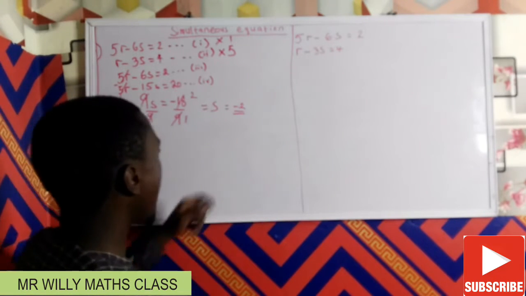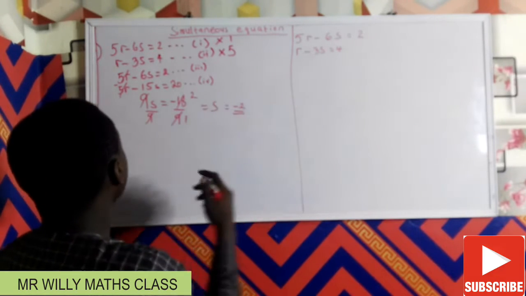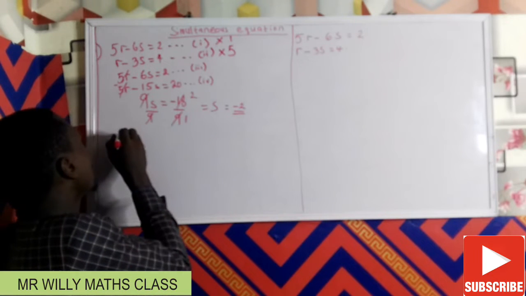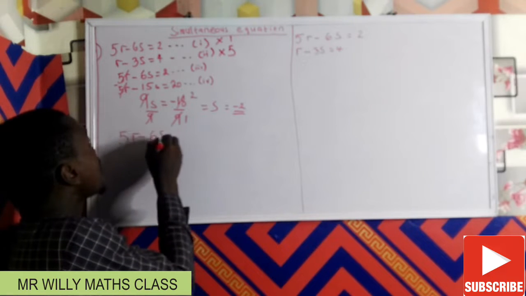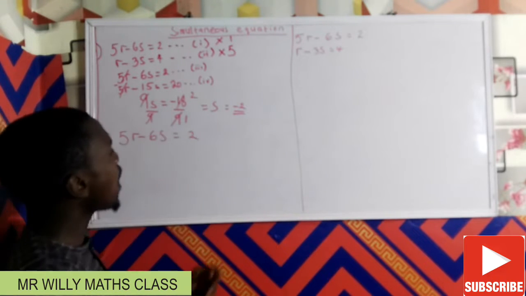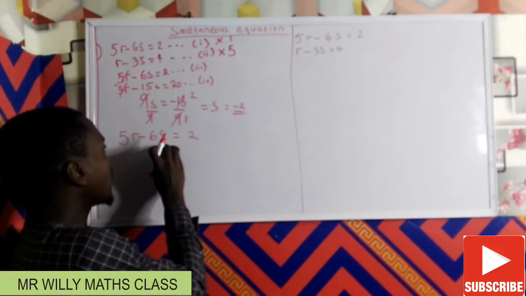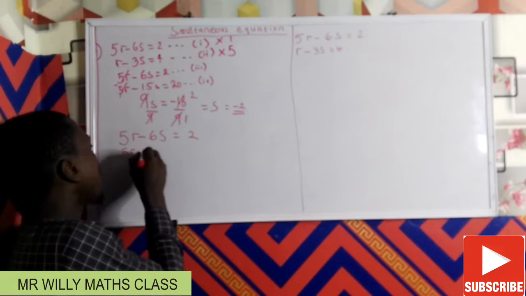Now that we know that our x is minus 2, we will have to solve for r now. Now, you can make use of any of the equations. Let me pick equation 1. You know, equation 1 is 5r minus 6x equals to 2. And you know that our x is minus 2. So whenever you see x, you substitute minus 2. Now let's go. 5r minus 6.